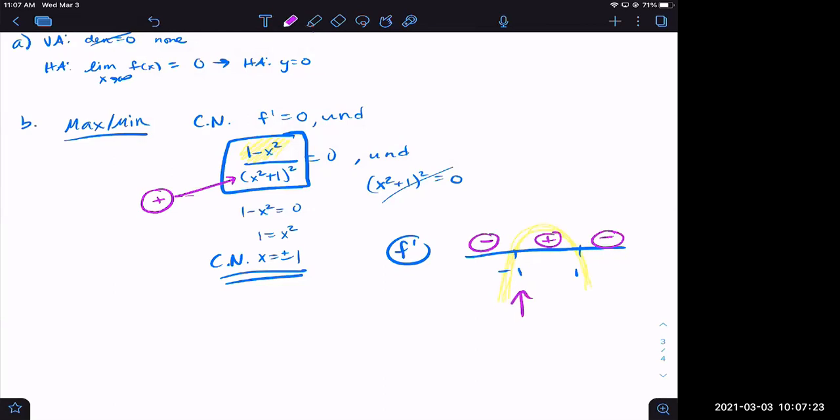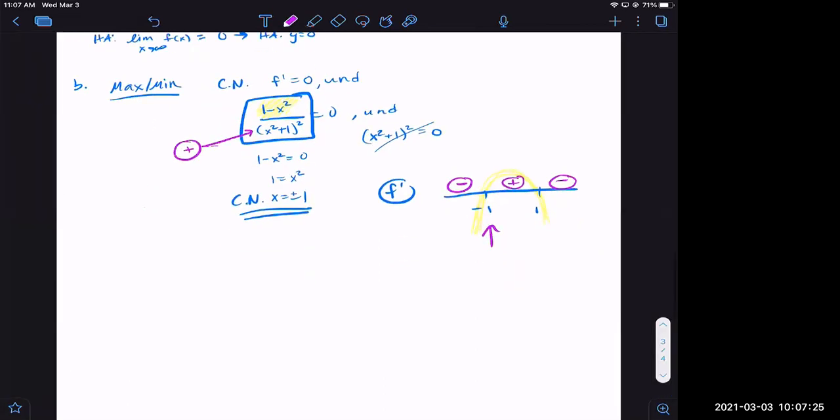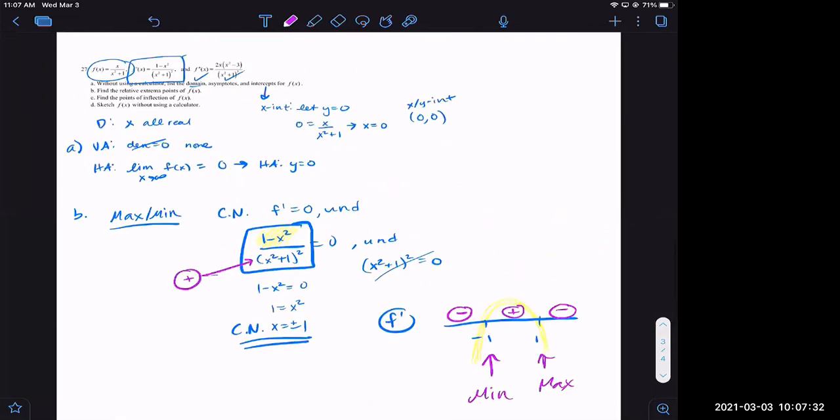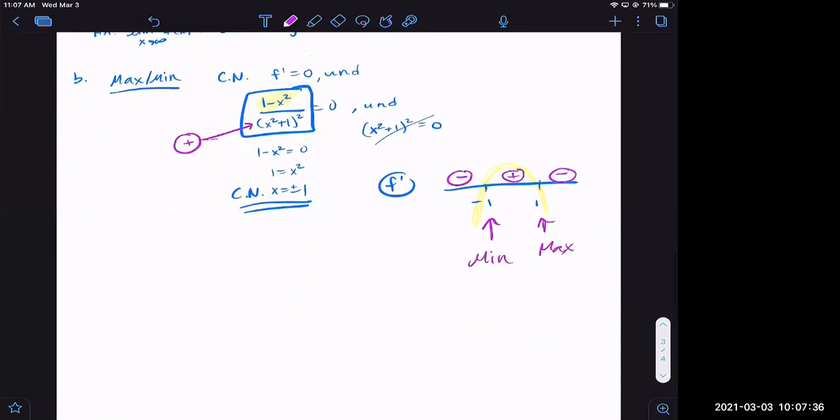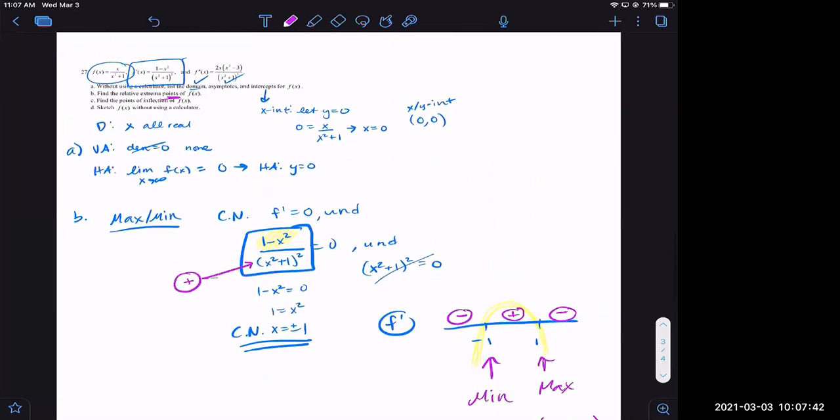What's our conclusion at -1 then? Min, max, or neither? Min. How about at 1? Max. Okay, so we have found the extrema. They want the extrema points, unfortunately. That means we have to plug in to find the y coordinate. Has somebody done that by chance? Plugging those values into the original function. I'll let you do it later.